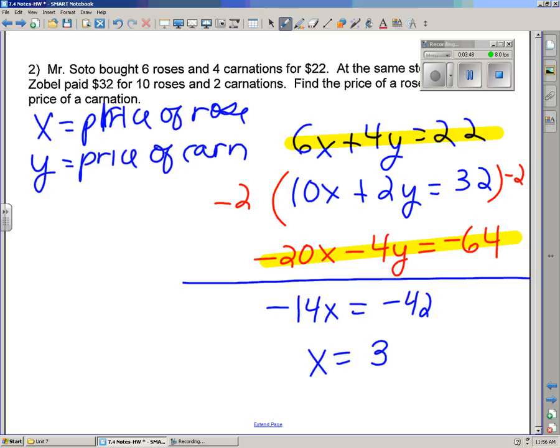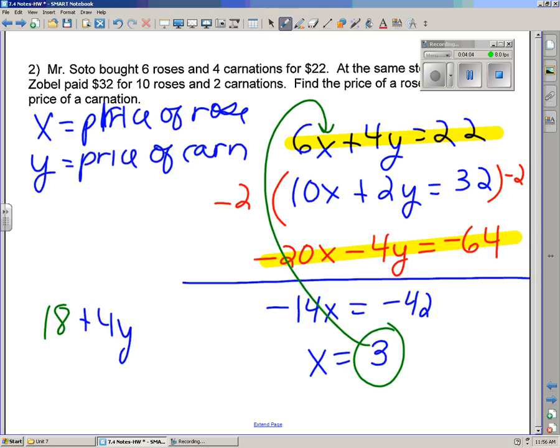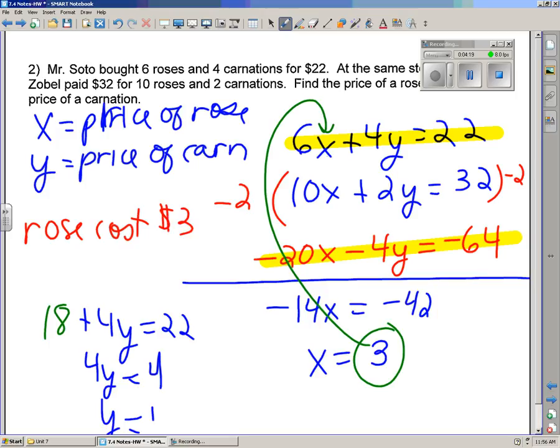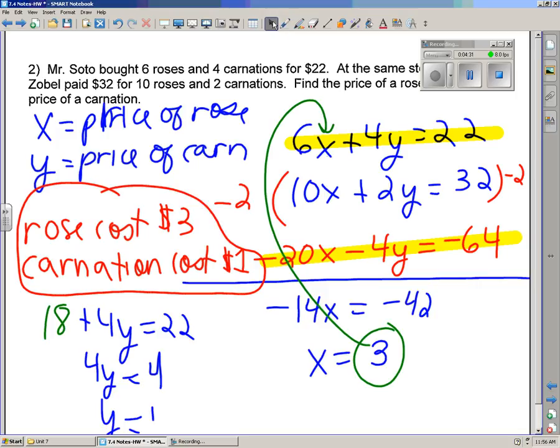So right now I know that a rose is $3. If I want to find out how much a carnation is, I'm going to go for the top equation. I'm going to plug this in for x, and I'm going to say 6x, or 18, plus 4y is 22. I'm going to subtract 18 from both sides. 4y equals 4. Divide both sides by 4, and y equals 1. So as it turns out, roses cost $3. Carnations cost $1. And this is your final answer.